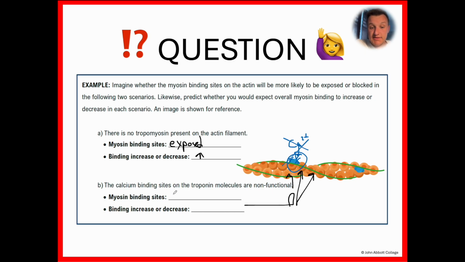The myosin binding sites would be constantly covered because there's no signal to move the green tropomyosin out of the way, right? The troponin isn't working, so calcium can't bind to the troponin, so the troponin can't move the green tropomyosin. Therefore, the myosin binding sites will always be covered, and binding will decrease, right? This myosin over here will not be able to go and bind because they're always covered, right? So that's going to be our situation here.